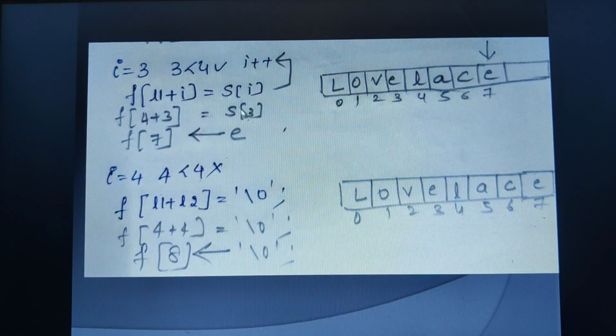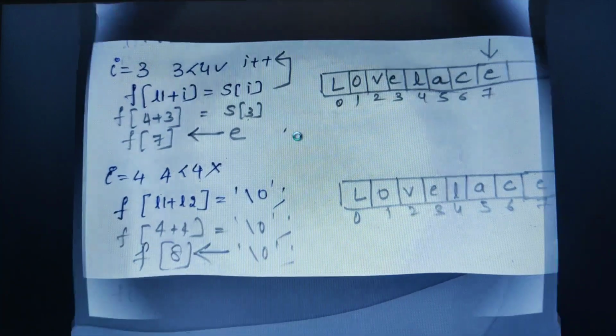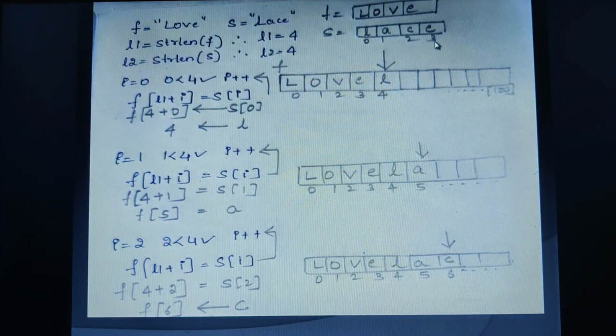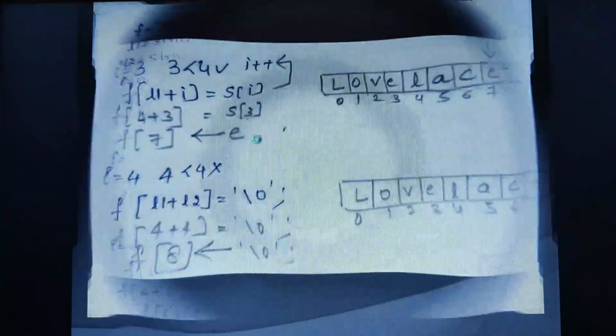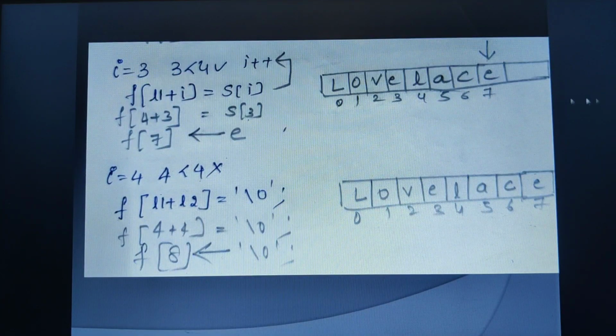Once I gets incremented, I is equal to 3. 3 is less than 4, yes, the condition is true. Then whatever is there in S of 3, move it to F of 7. I hope you are able to understand this part. So what is there in S of 3 here? In S of 3 we had E. So E is getting moved in F of 7. After that, I gets incremented. I is equal to 4. 4 is less than 4.